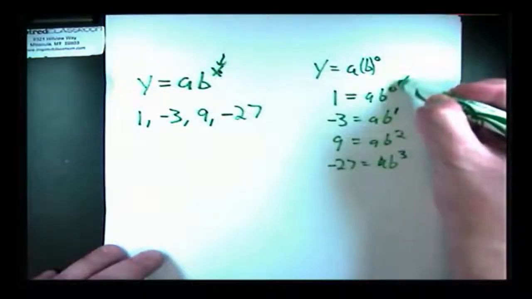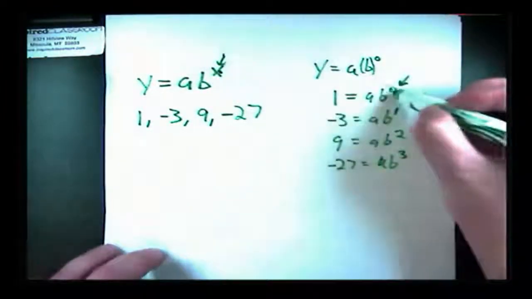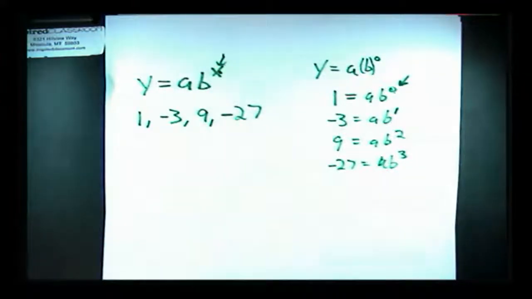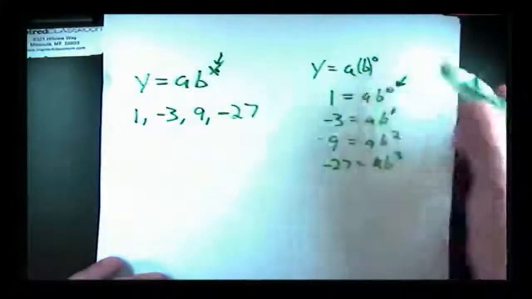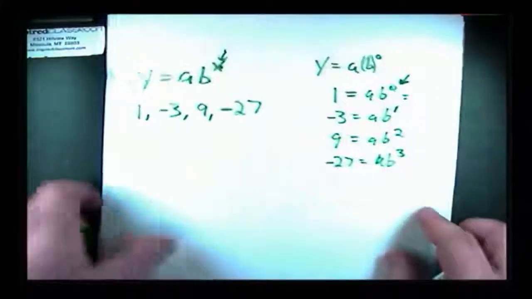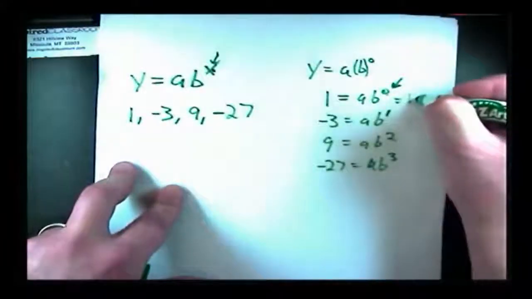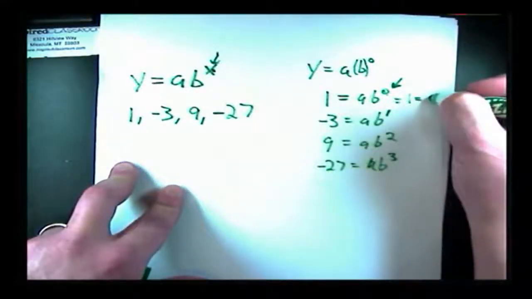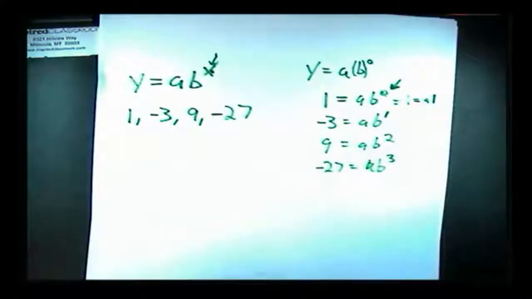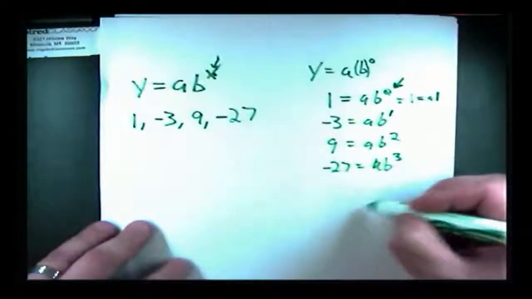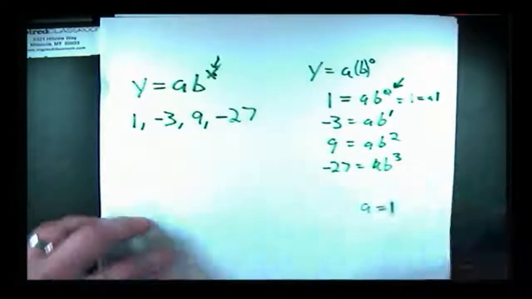We must know, and we have to put this to memory, that anything to the 0 power is 1. So I know that b to the 0 is 1, and so I have 1 is equal to a times 1. So a must then be 1, because 1 times 1 is 1. So I know that a is equal to 1.